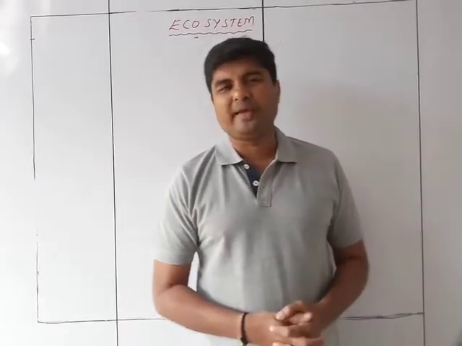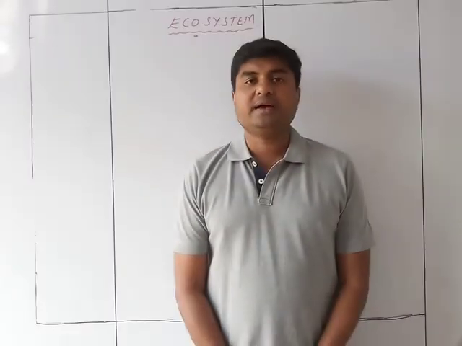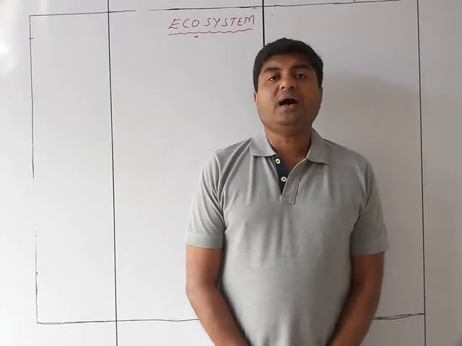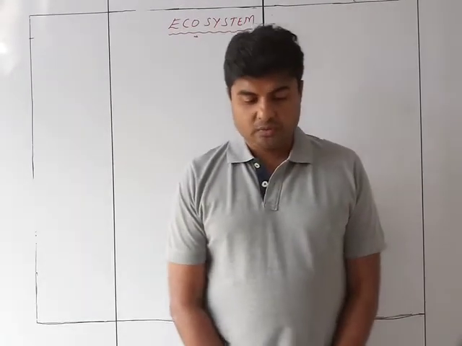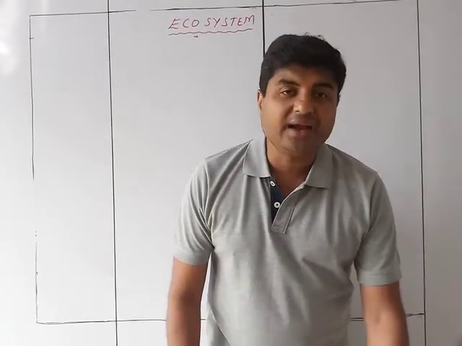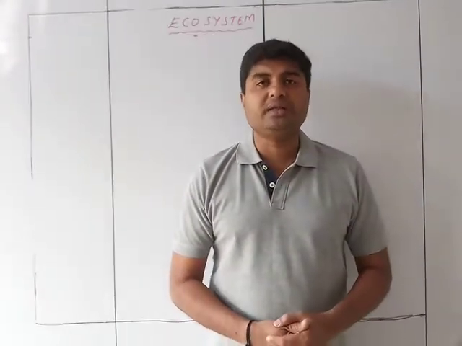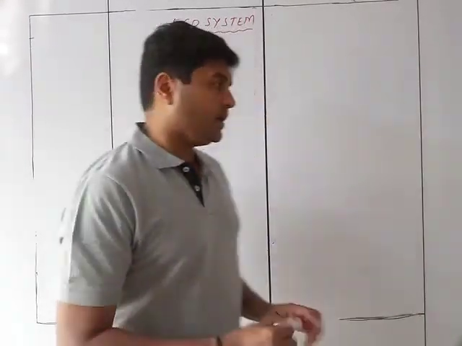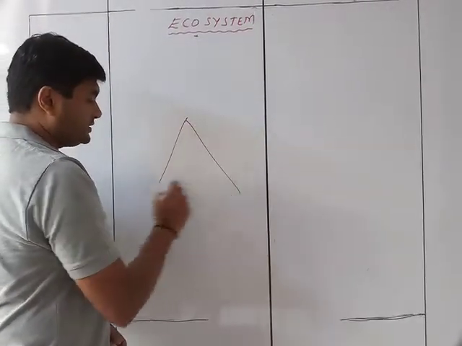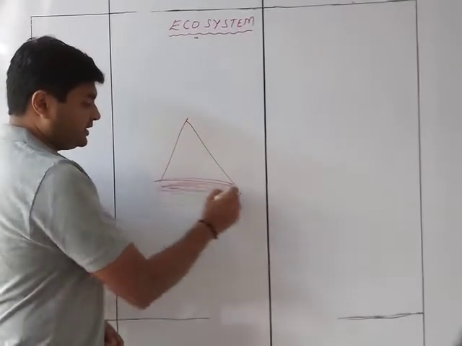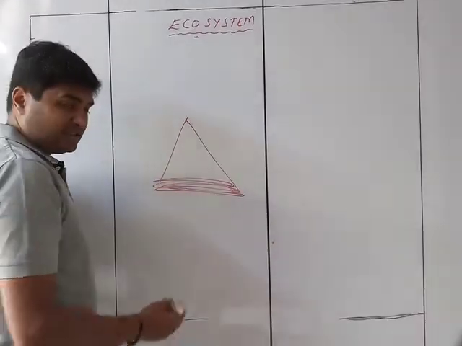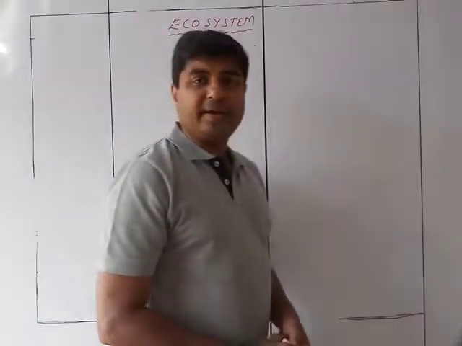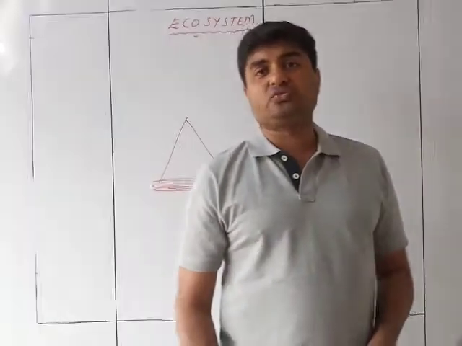So what we are trying to say is that we are cutting down the forest, and we are creating an imbalance in the ecosystem. Like when we saw the pyramid, what we saw was that if this is the green plants, the base, and if I destroy the base, what will happen?